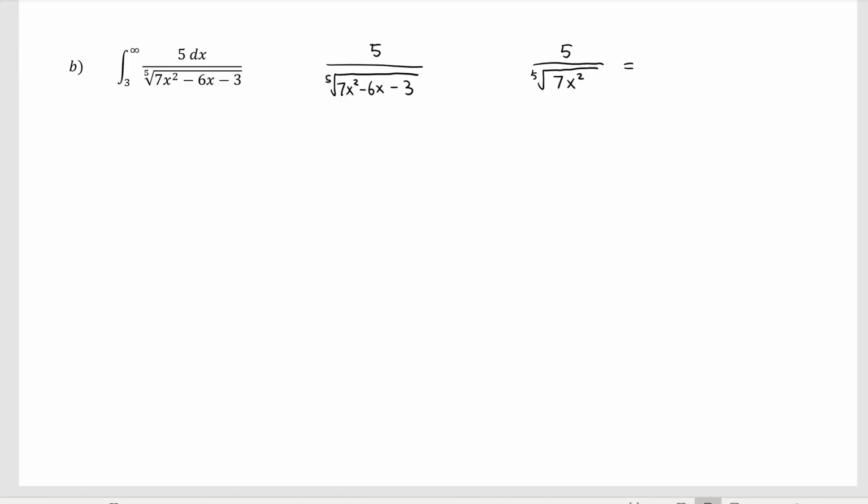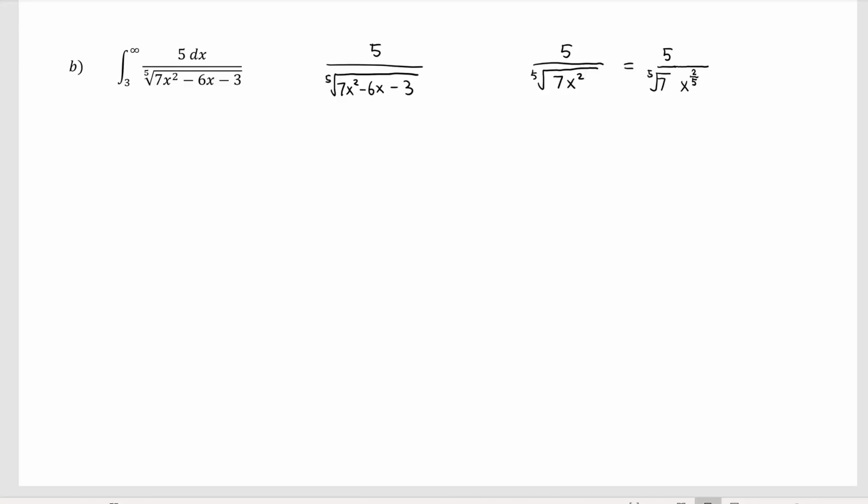So, what is this guy? We can pull the constant outside. The constant is the 5th root of 7. And then this is x to what power? The 5th root of x squared, so 2 over 5, right? So this is the function we want to compare.